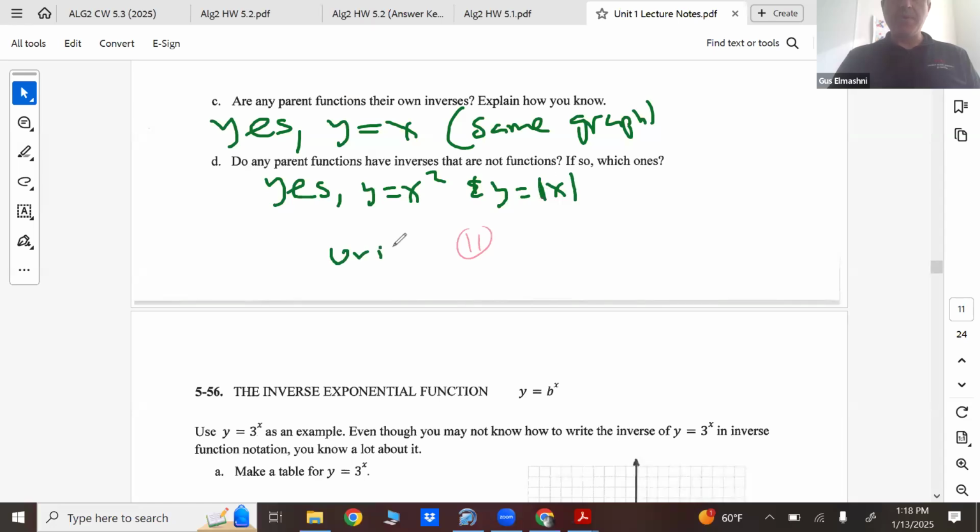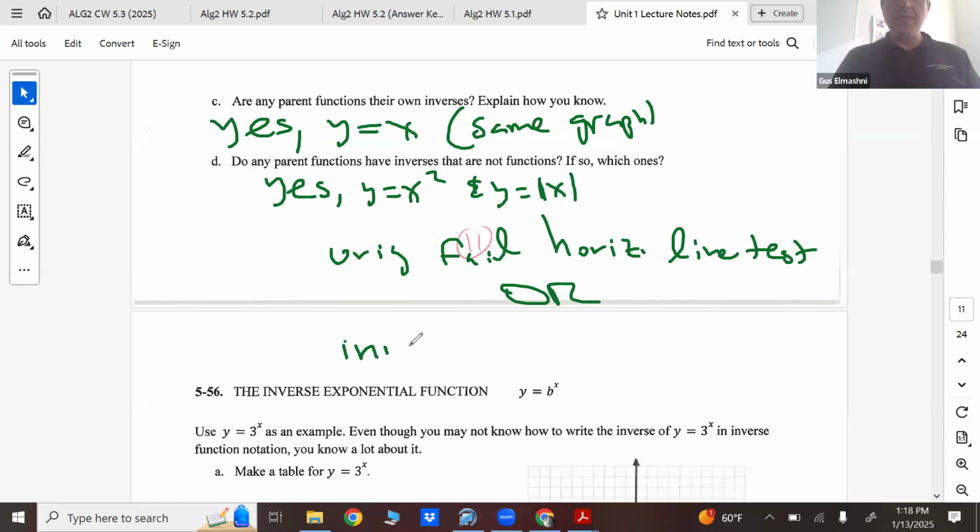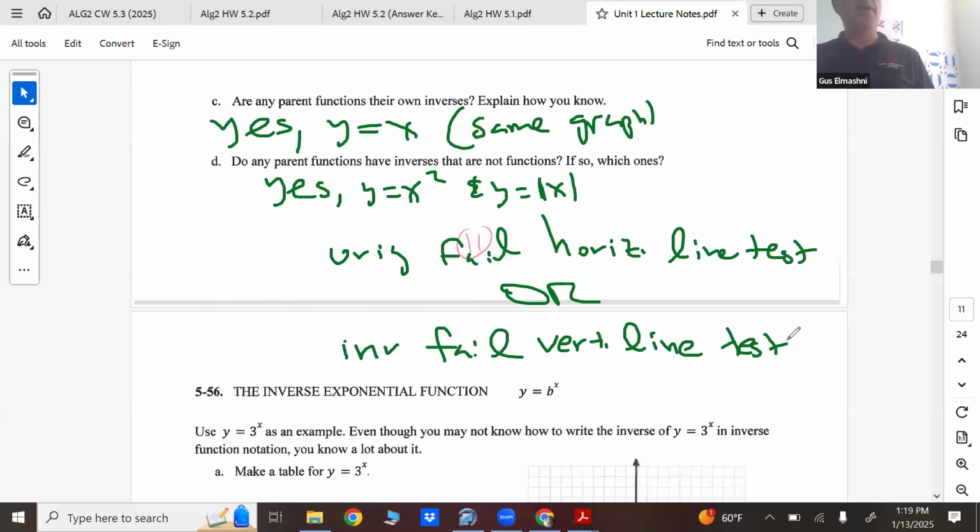That's because the originals fail the horizontal line test, or the inverses fail the vertical line test. A horizontal line test is when you draw a horizontal line, and if the horizontal line passes through the graph more than once, it fails. Which it does for y equals x squared and y equals absolute value of x. Hence, the inverse won't be a function.